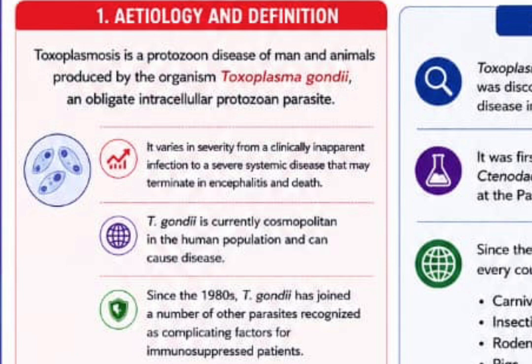Now since the 1980s, Toxoplasma gondii has joined the number of other parasites that are recognized as a complicating factor for immunocompromised patients. Immunocompromised patients are patients that have a reduced immune system, especially those with HIV, those with some malignant issue, whereby their immune system is compromised, whether there is failure of B or T cells, or patients on immunosuppressive drugs. So they have a high susceptibility to toxoplasmosis. You get it now? So that is what has been seen in people since 1980.